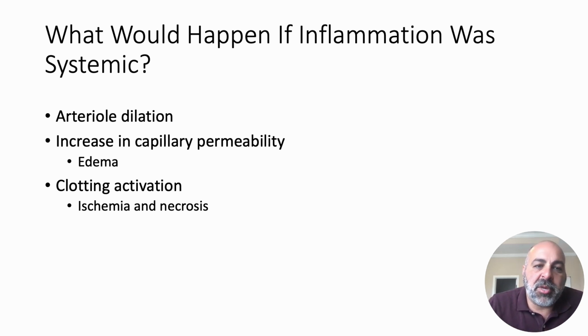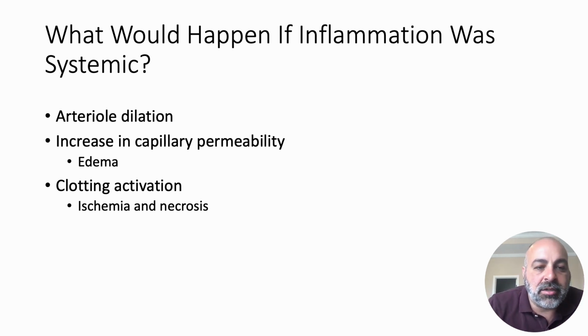So what would happen if inflammation was systemic? You're in big trouble, okay? If you dilated all your arterioles, arteries, everything, blood pressure tanks. Heart rate goes through the roof. If you increase capillary permeability, volume will leave the blood vessel and go into your tissue, and your blood pressure will drop, heart rate through the roof.